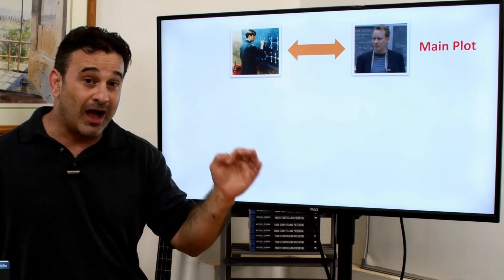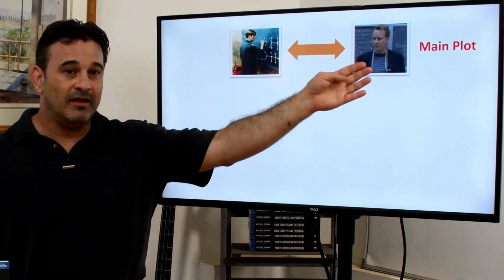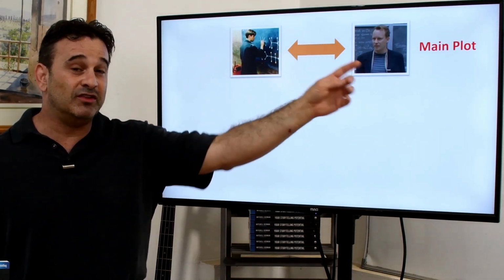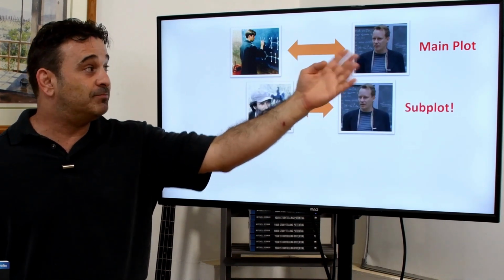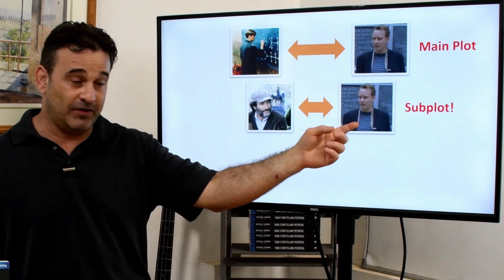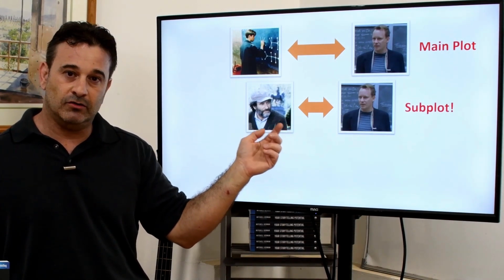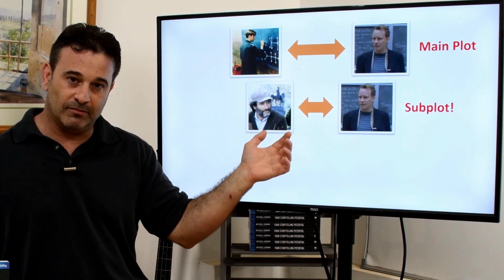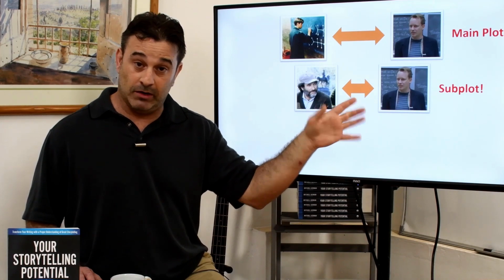But the main plot is the boy and the math and the professor. This relationship is the main plot. And what happens is because of the main plot, we then introduce the plot between the professor and the character Sean, the Robin Williams character. This is a subplot, right?